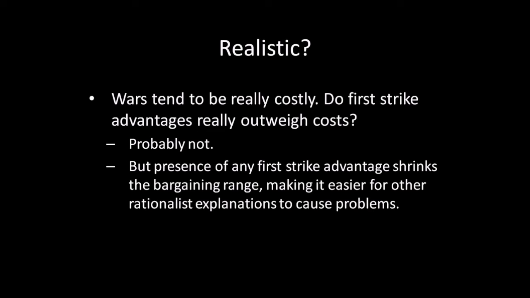So even if the first strike advantages aren't particularly large, but they still exist, then the presence of those first strike advantages shrinks the bargaining range, which in turn makes it easier for other rationalist explanations for war to cause problems. So the idea of preventive war, or information problems, or issue indivisibilities, those things can flare up more often as long as there are first strike advantages, even if the first strike advantages alone are not sufficient for war. So that is preemptive war in a nutshell.